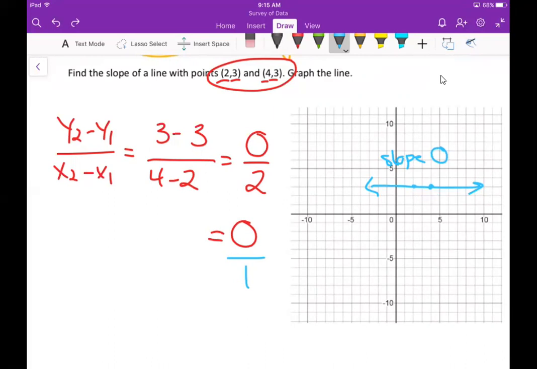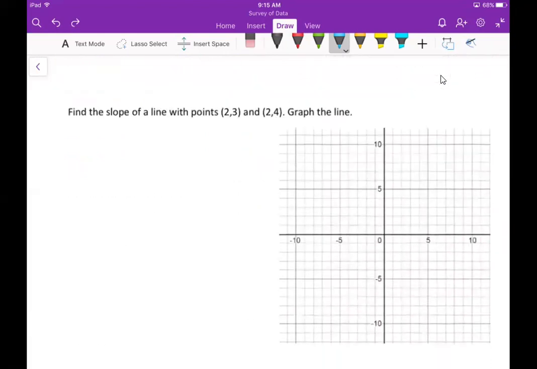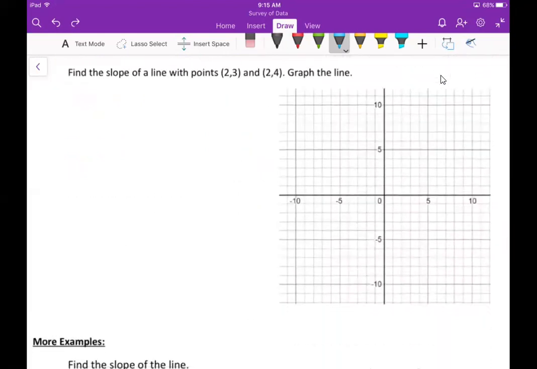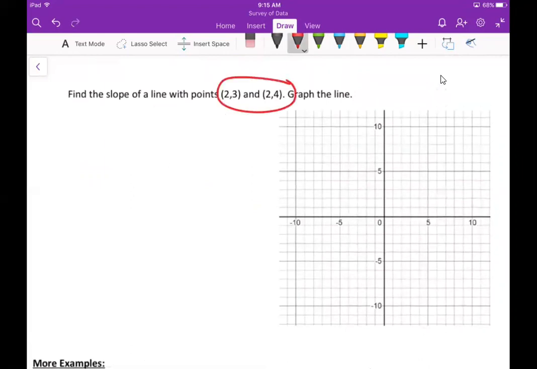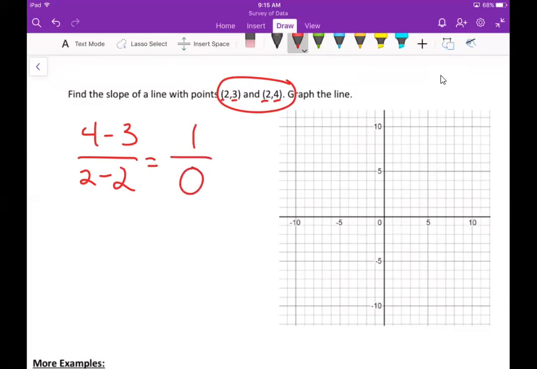Now, something a little bit different is going to happen with those vertical lines. So see if you can see why this is a vertical line here and calculate what that slope would be. So you should have taken 4 minus 3 over 2 minus 2, right? y2 minus y1 over x2 minus x1. But this time you get 1 over 0. And if you try and plug that into your calculator, you'll get an error. You cannot take any number and divide by 0, not even 0. Okay? So if we have a 0 in our denominator, then this is what we call undefined slope.